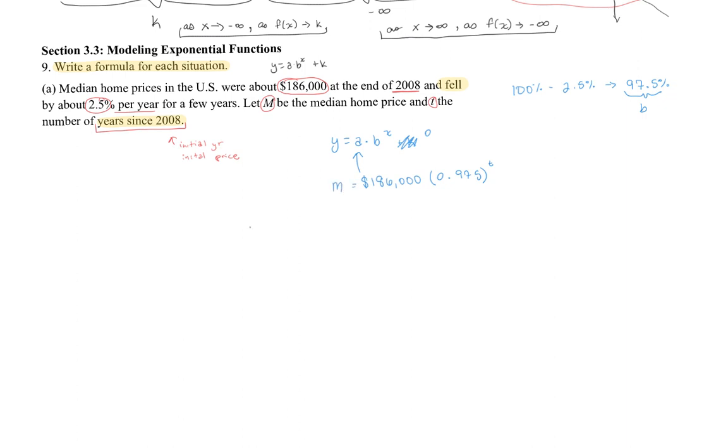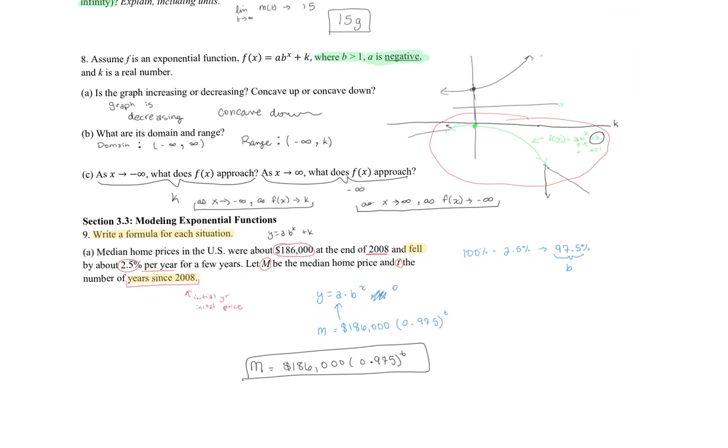So just to write that a little bit better, M is equal to 186,000 times 0.975 to the T. And that is our formula for this situation. So let's move on to the next problem.